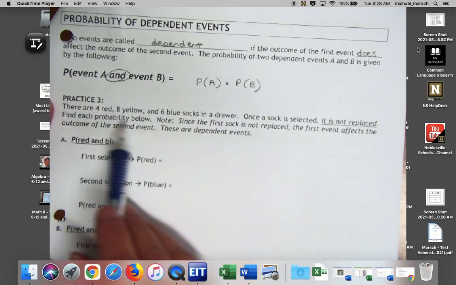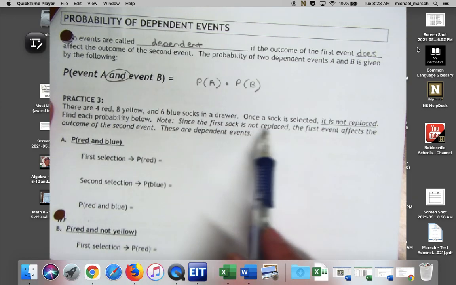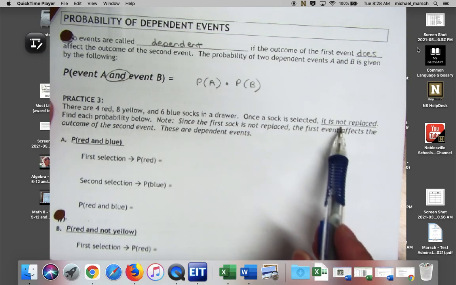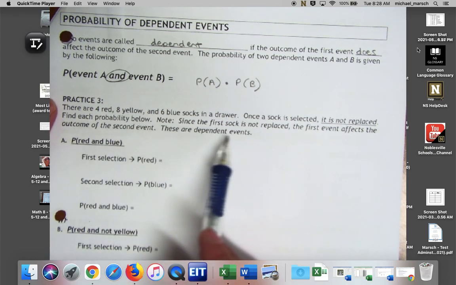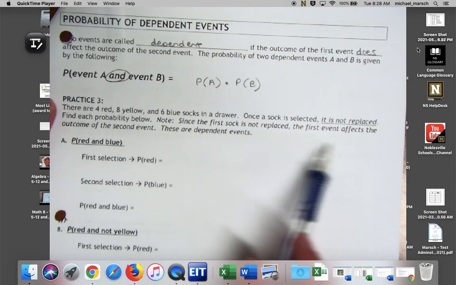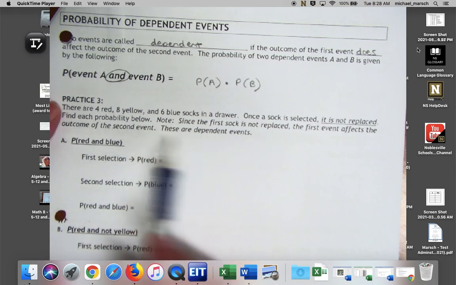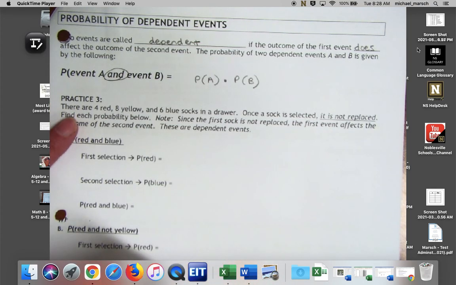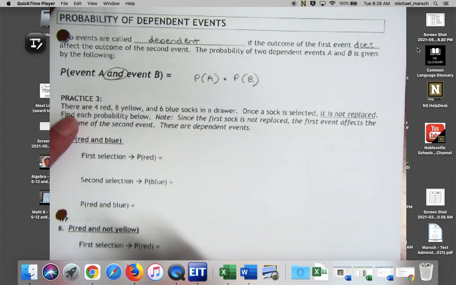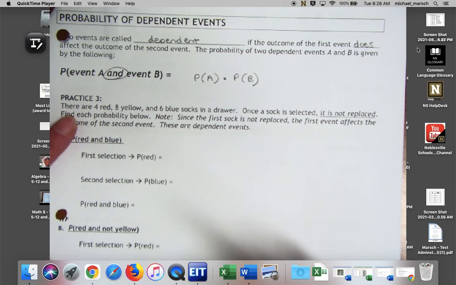All right, so we've got all these socks in a drawer. One sock is selected. It is not replaced. Find the probability below. Since the first sock is not replaced, the first event affects the outcome of the second. These are dependent events. If I pull a red sock out, that means I only have 3 red socks left for the second time it happens, and so on.